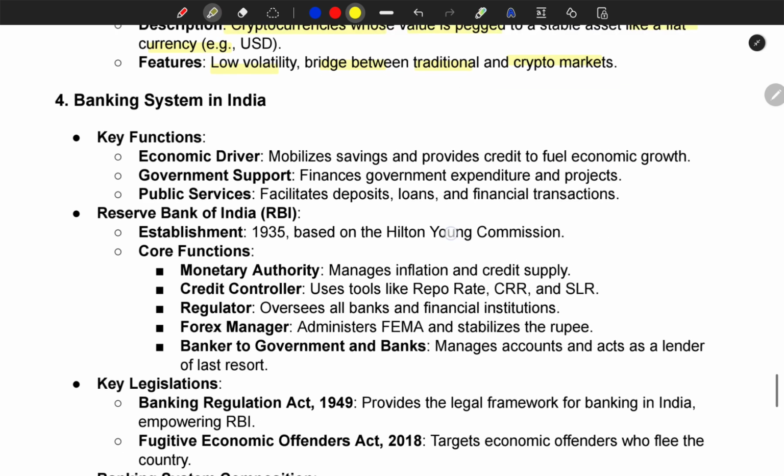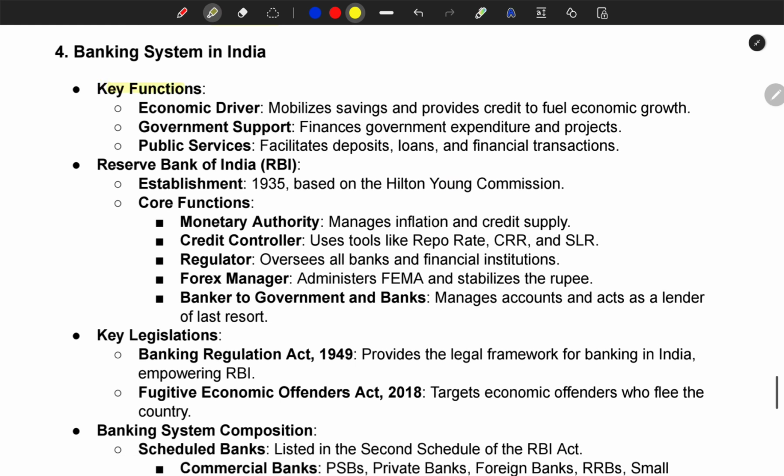Banking system in India. Key functions: economic driver, mobilizes savings and provides credit to fuel economic growth. Government support: finances government expenditure and projects. Public service: facilitates deposits, loans and financial transactions.